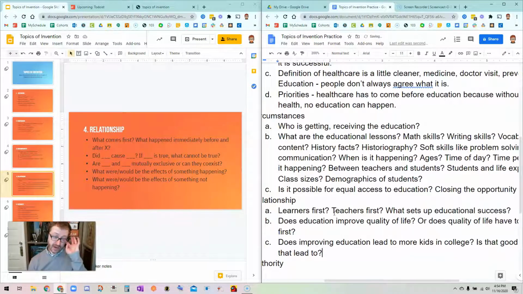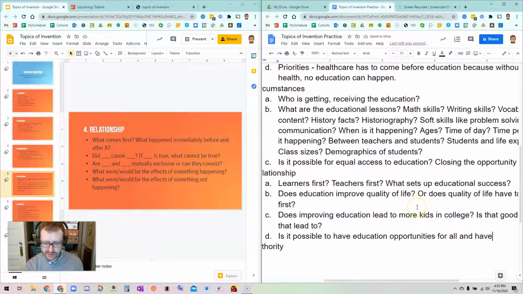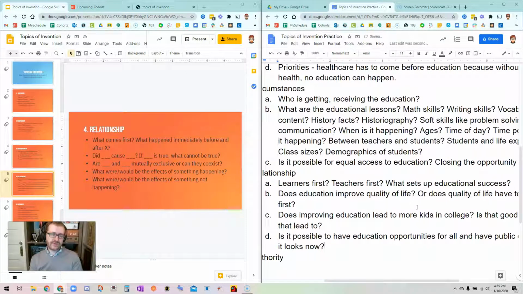So relationship is about what happens between two things. Does one cause another? Can they coexist? Is it possible to have quality education? Maybe that's not the word I want to use. Education opportunities for all, and have public education as it looks now. Maybe the system is broken; it needs to be completely reworked. What happens, what is the effect of the current system in the future?